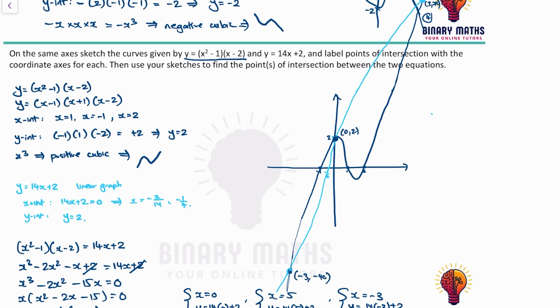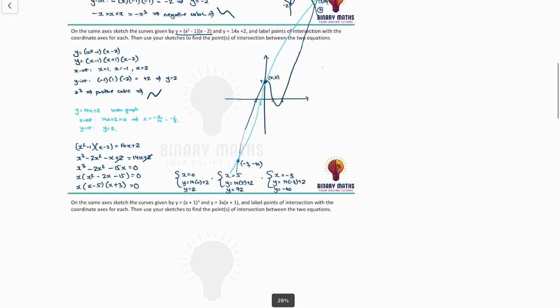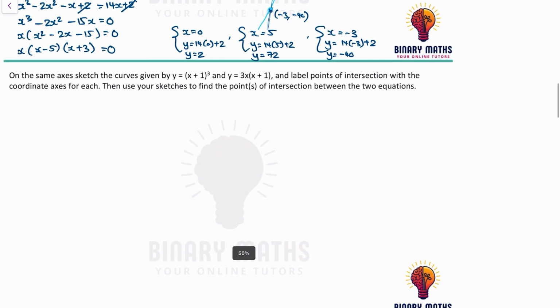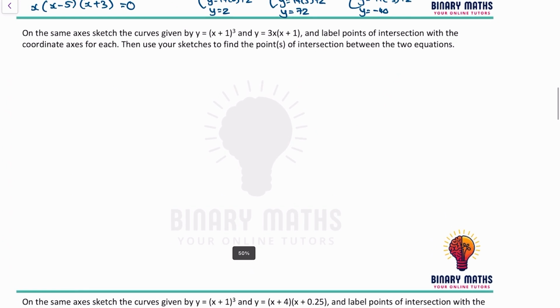Okay, have I labelled everything that I needed to? All the points of intersection, 0, 2, and minus 3 and 5. That's fine. So all the x-intercepts are labelled, all the y-intercepts are labelled, all the points of intersection are labelled as well. Okay. Next question.